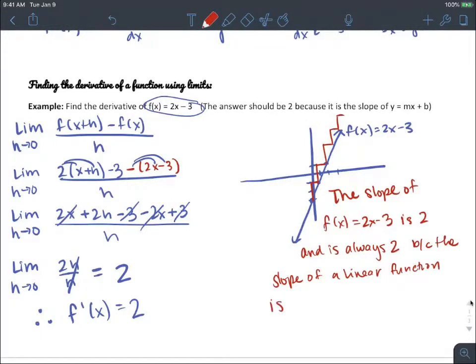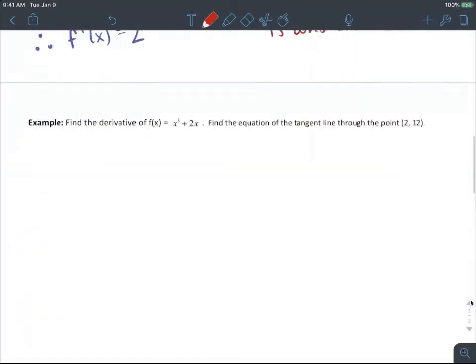It's constant. It doesn't change. It's pretty cool like that. Okay, let's go ahead and look at another one.